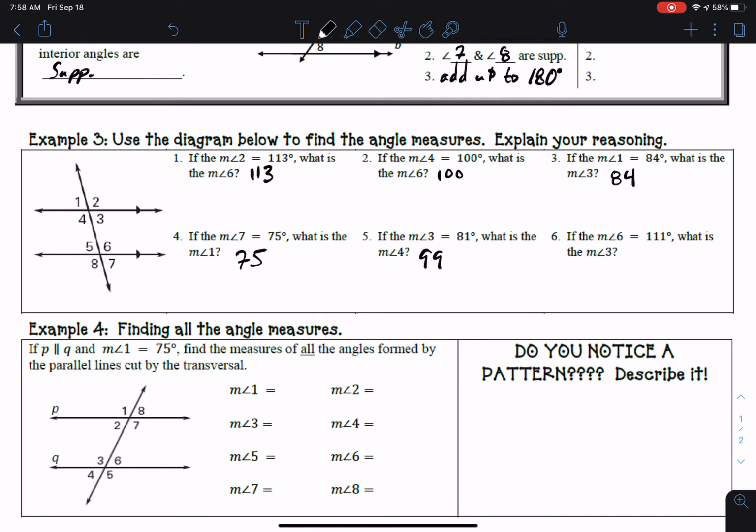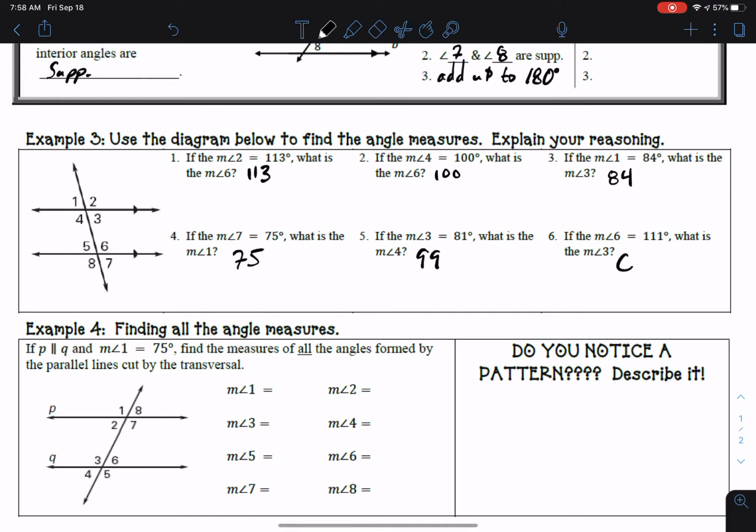All right, what if the angle of measure 6 is 111? Okay, so that's a big angle. Big angle is 111. What is the measure of angle 3? Okay, so I have a small one and a big one. If you have a small and a big one put together, it has to add up to 180. Small one, big one. So these two together equal 180. I know one of them is 111. So I need to take 180 and subtract 111 from it. And you get 69. All right, let's keep going.